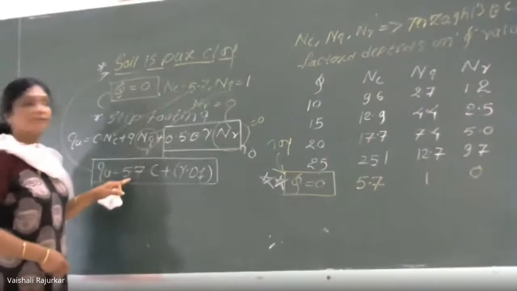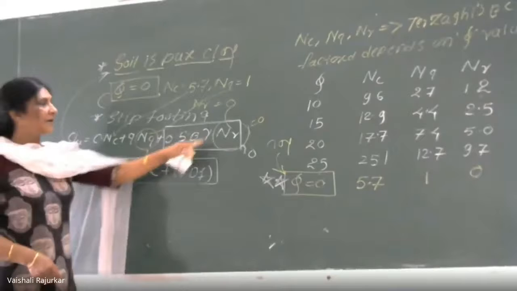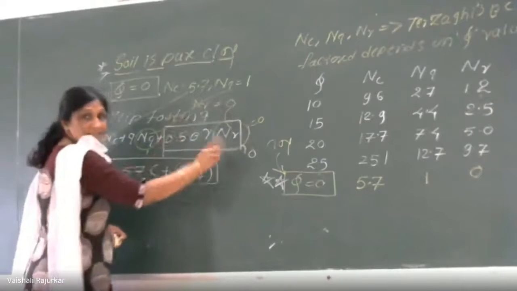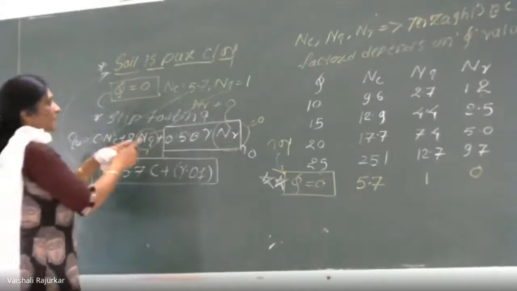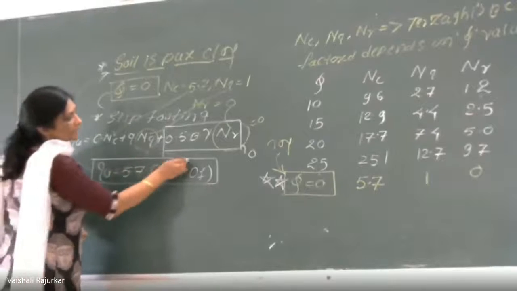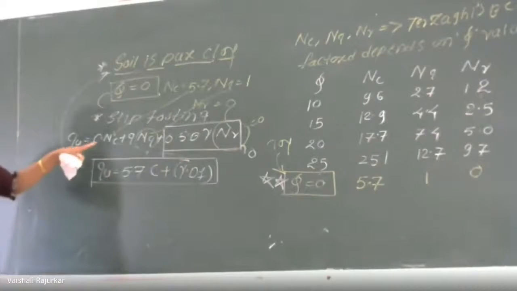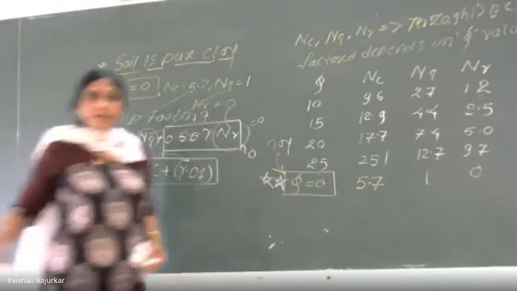This NC is 5.7 and NQ is 1 and N gamma is 0. As N gamma is 0, the whole term is 0, that is the foundation soil term is 0. NQ is 1, therefore only the Q part is there and this Q is equal to gamma into Df. Then NC is taken as 5.7. Is it clear to all?